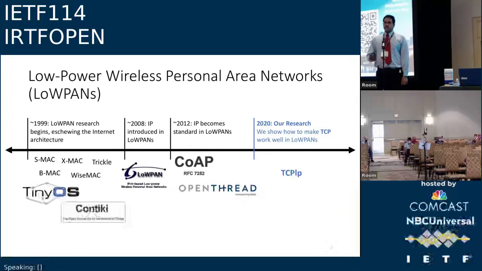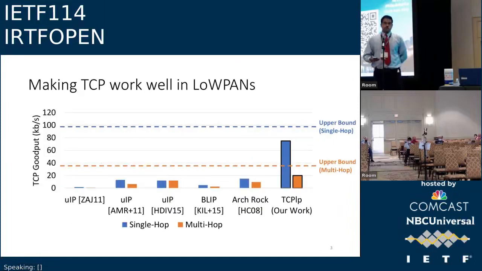So what exactly do I mean when I say performant? Well, one metric is goodput, and that's the amount of bandwidth that an application is able to get when operating over a TCP connection. Now, there have been a few prior attempts to use TCP in the space, typically based on a simplified embedded TCP stack, like MicroIP or BLIP. And what we can see in this graph is that our work, TCP-LP, achieved significantly higher goodput than prior attempts to use TCP in this space.